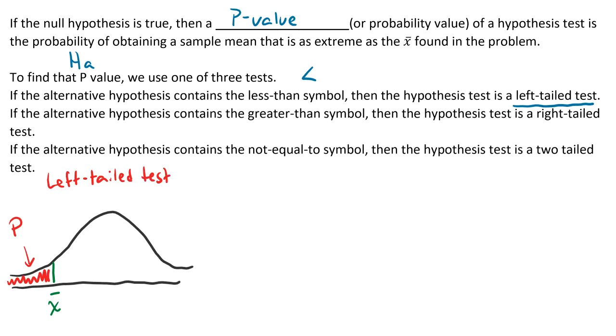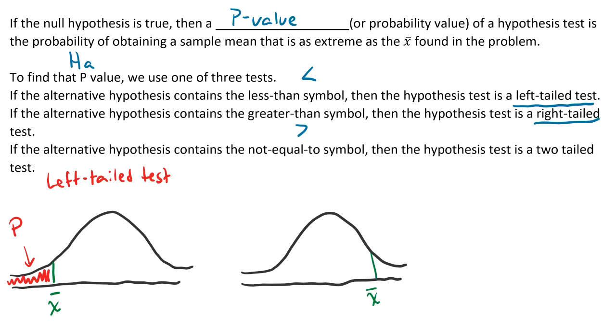If the alternative hypothesis contains the greater than symbol, then the hypothesis test is a right-tailed test. So a right-tailed test means if this was our sample mean, then the probability that we're wanting is over here. So that is our p, and this is a right-tailed test.